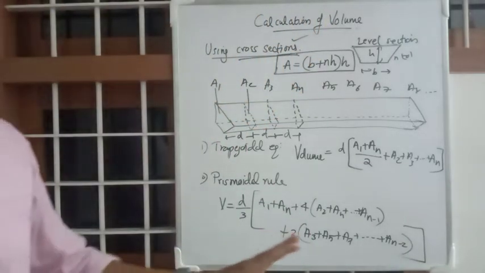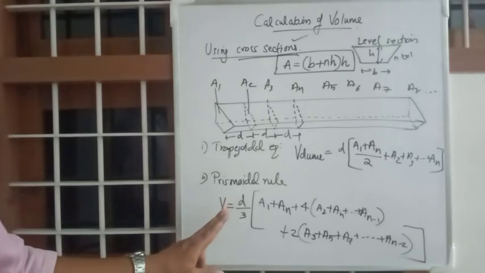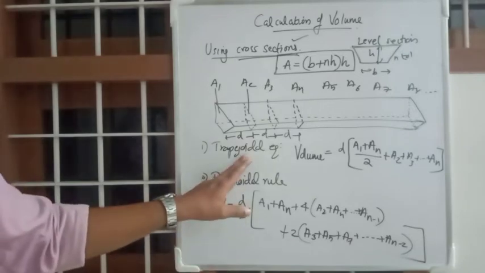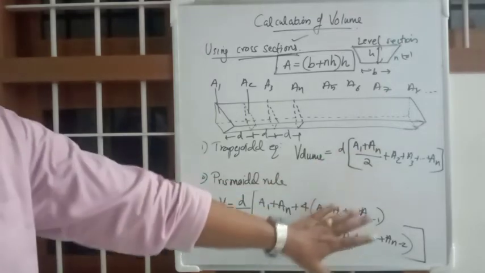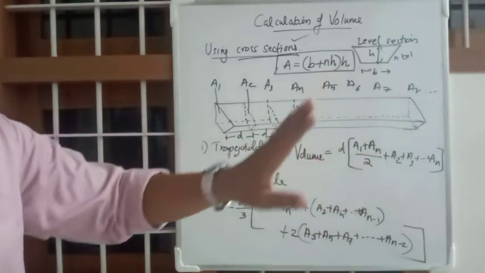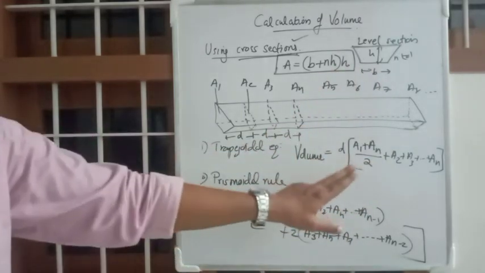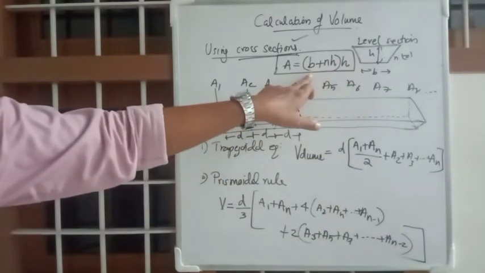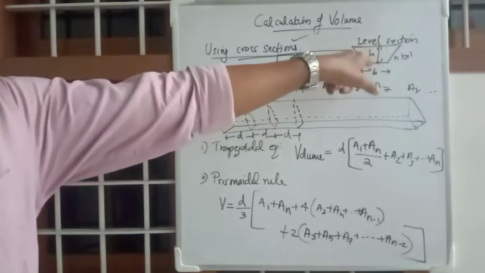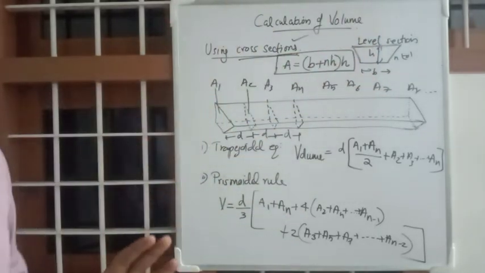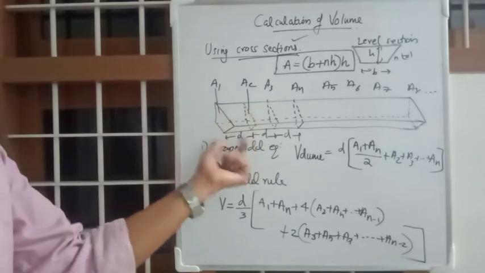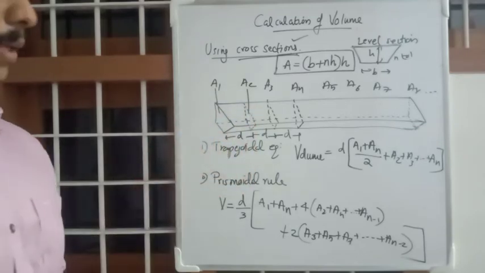That's how you calculate volume using the trapezoidal equation and the prismoidal rule. Same equations, just instead of O we are substituting A, and A values will be calculated by the equation B plus NH into H, where the B and H values we get from the level section, and there will be an interval D.